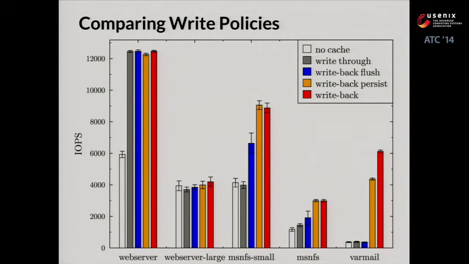This graph compares the performance of our caching policies. We show the performance in IOPS on the y-axis. For no caching, write through, our writeback flush, writeback persist, and the writeback policies, in the order of increasing performance.